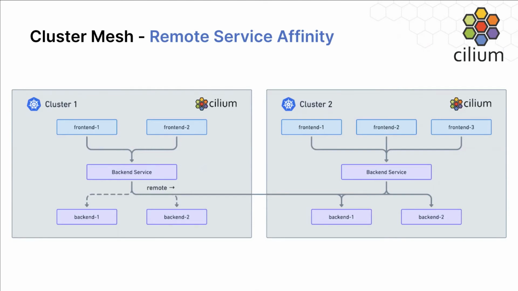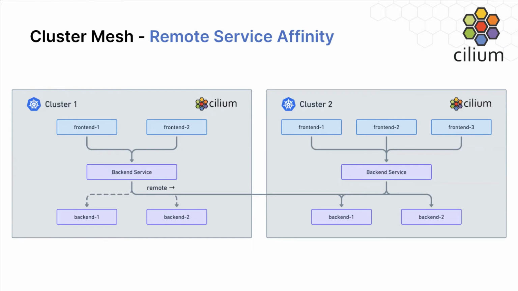Okay. So to make it clear, in this example, I'm annotating both backend services as global services, making sure that they are able to load balance across clusters. And then in this example, I additionally annotate in cluster 1 to prefer remote endpoints. But cluster 2 in this example will not have that annotation, and it will just load balance randomly, right?